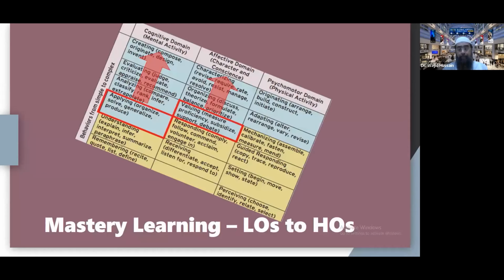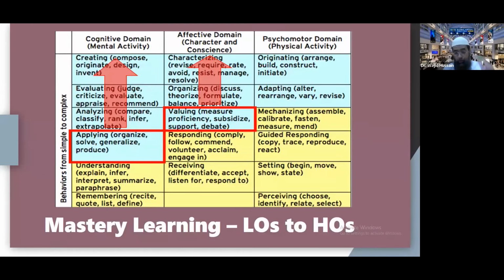So that's what we're talking about. We talked about learning progression, going from low order skills to high order skills. These are the 3 domains of Bloom's, and you see how we go from the lower levels.